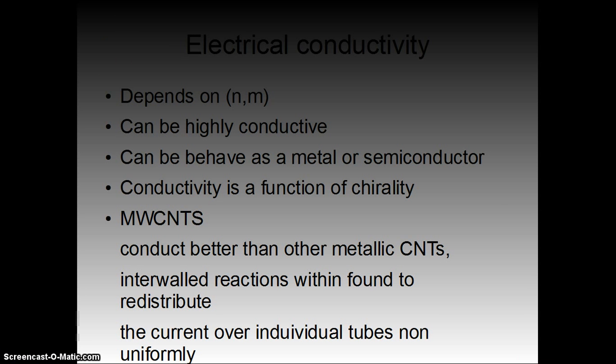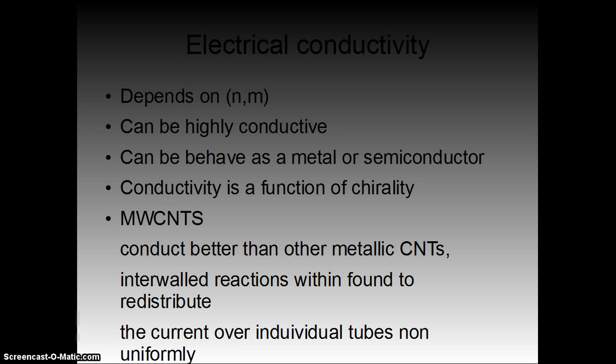The electrical conductivity can be incredibly high, more conductive even than copper. This really depends on the way it's formed, its chirality, expressed as indices N and M. The conductivity is a function of chirality. The multi-walled carbon nanotubes behave differently to the single-walled carbon nanotubes.